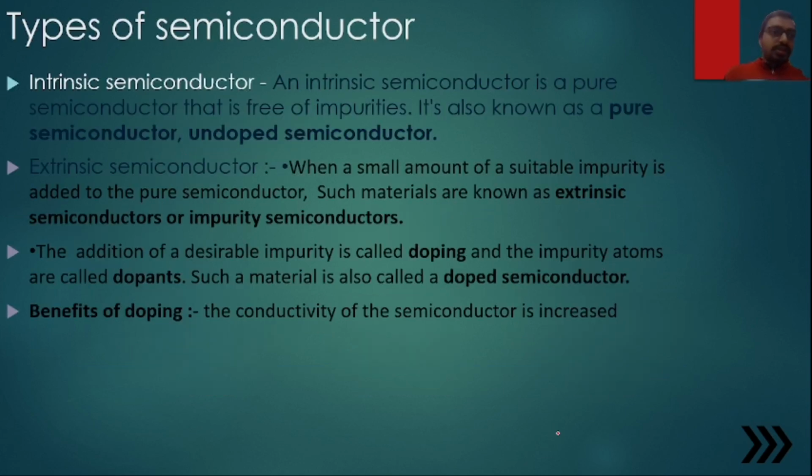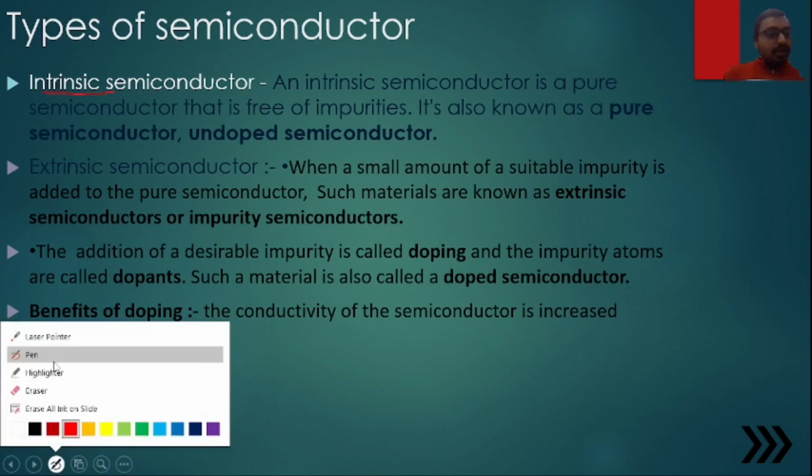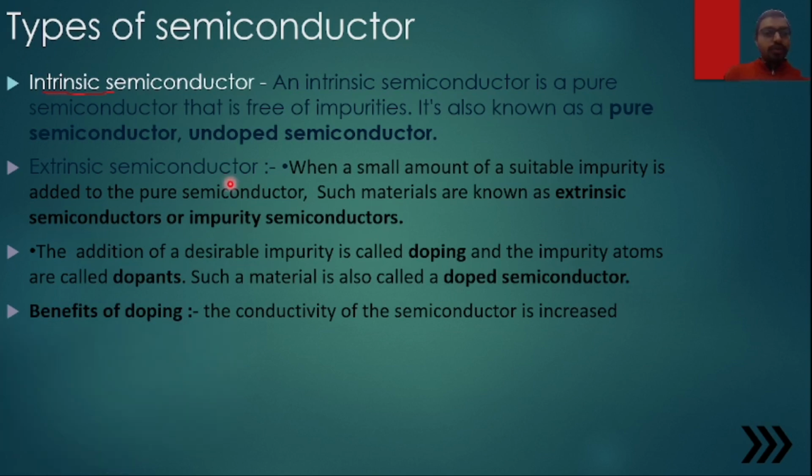Now let's discuss the types of semiconductors: intrinsic semiconductors and extrinsic semiconductors. An intrinsic semiconductor is a pure semiconductor, which means it is not doped. What is doping? The addition of impurity is known as doping, and the atoms which are added are known as dopants. Such a material is called a doped semiconductor.